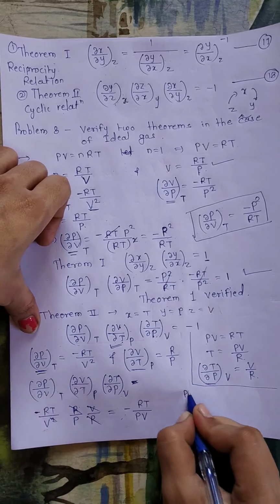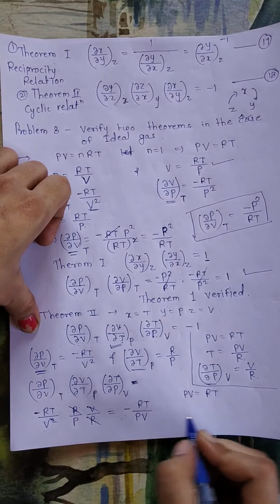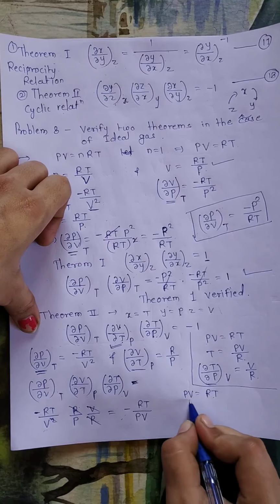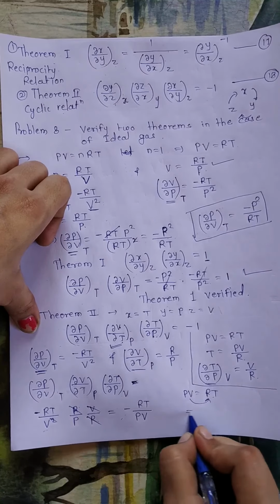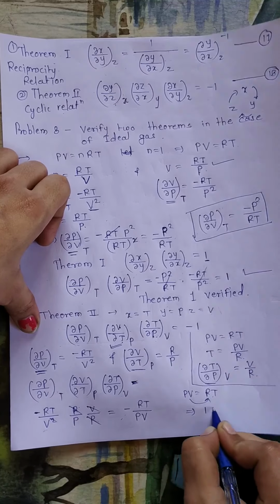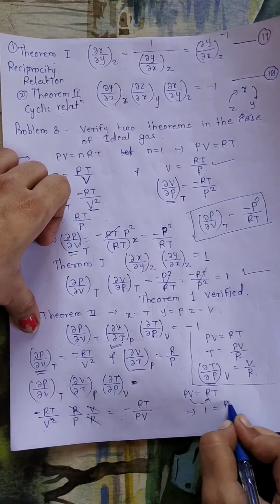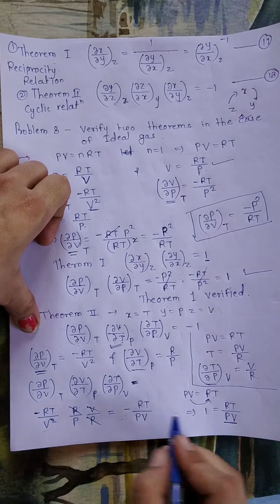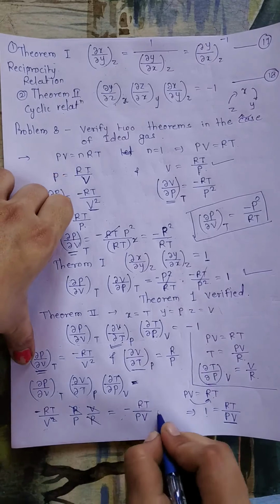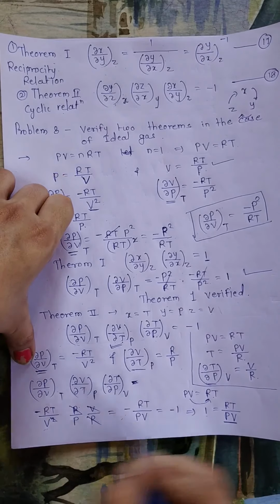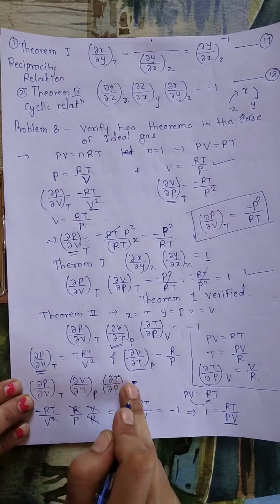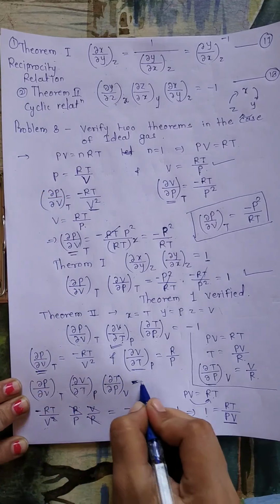But you have PV = RT. If we take this ratio, that is RT/PV, let's take this PV on the RHS. This implies that only 1 will remain here in RT/PV. This means instead of RT/PV, I can put it as 1, so that I will get here -1. Hence, theorem 2 is proved because this is equal to -1.